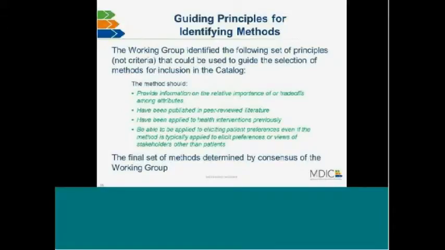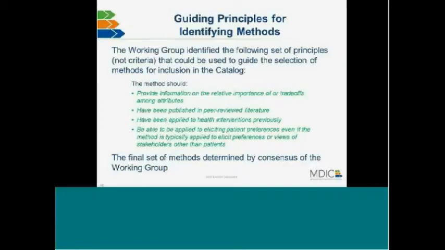We decided to limit it to those things that had been published in peer-reviewed literature so that there was some history and track record there. Things that have been applied to health. So there may be lots of preference methods out there that have not previously been applied to health that could be used here. They're not included in the catalog.